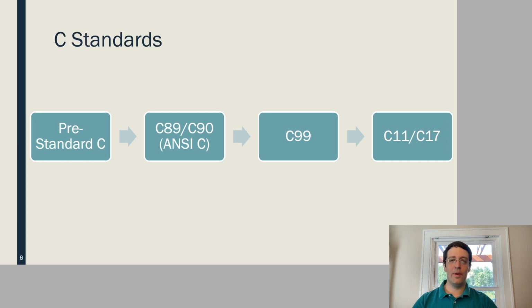Then that was followed up in 1999 by the C99 standard, which added quite a few new features to the language. And then it was followed up again in 2011 by C11, which added not quite as many as C99, but still a number of new features. And then finally C17 in 2017, which did not add any new features, but it did make various clarifications and corrections to the standard document.